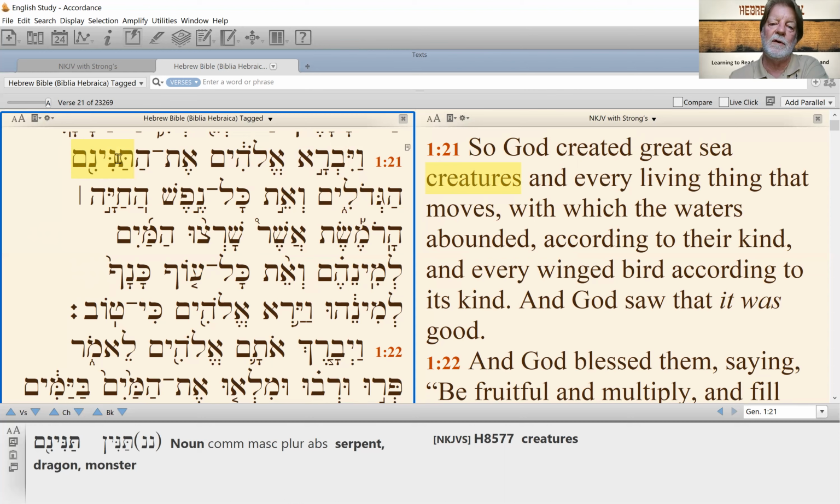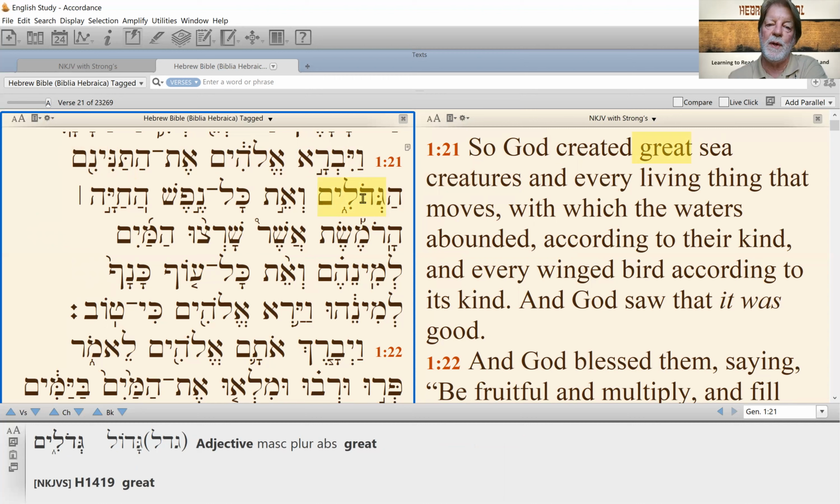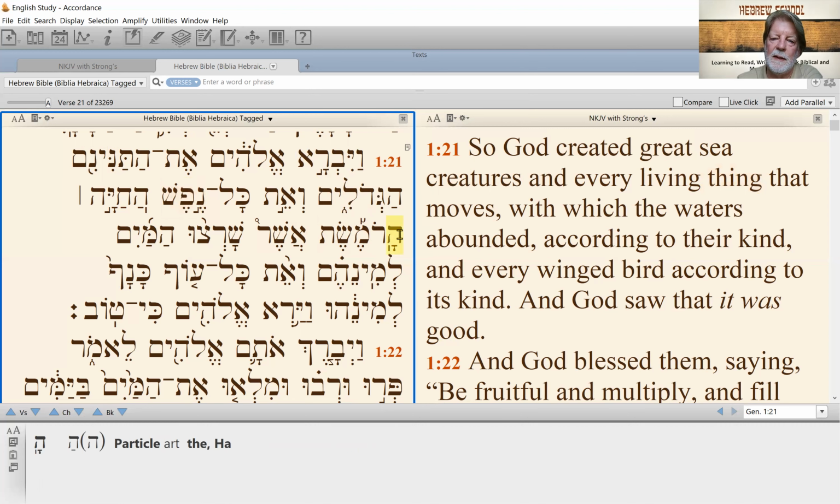So these tanin, these great creatures, hagedolim, the great ones, the big animals, ve'et, direct object indicator, and et kol nefesh, and every soul having chaya, living thing. Every soul having living thing. Nefesh is usually translated as soul, but more literally and specifically, it's air breathing. Animals that have a breathing apparatus like lungs and noses and stuff. Haromeset, that swarm, asher sharatsu hamayim, that swarm in the waters, leminehem, according to their kinds.